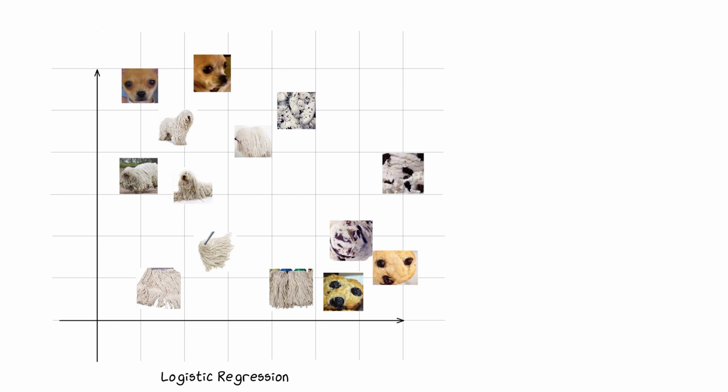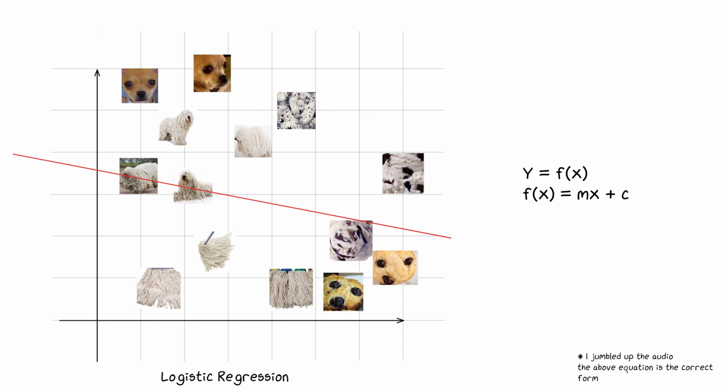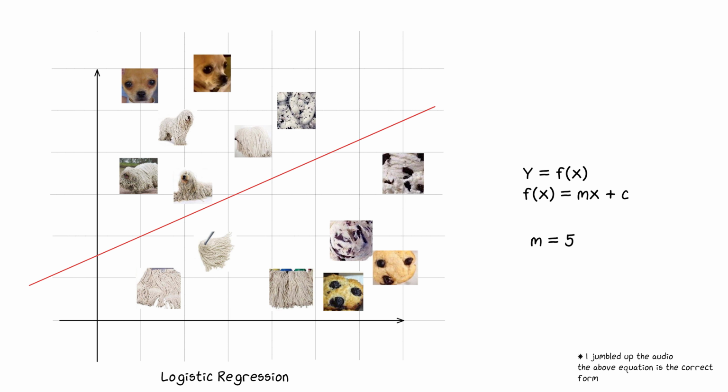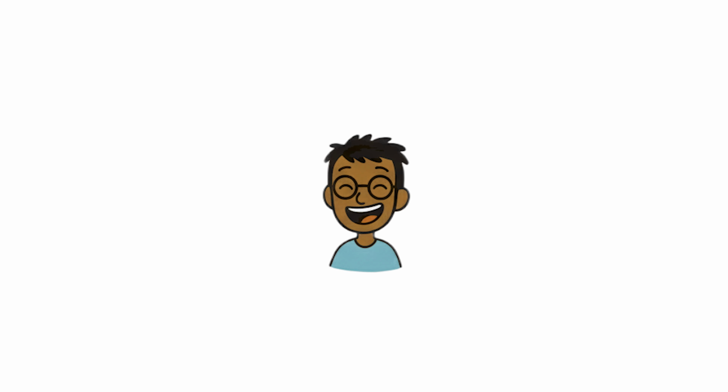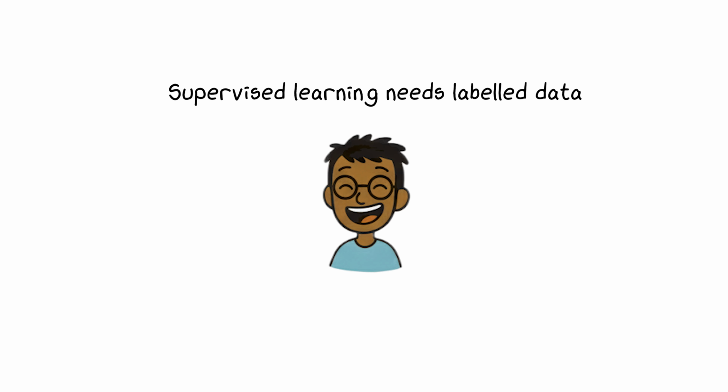A nice way to visualize it will be if we plot the images of dogs and non-dogs on the xy axis, we have a function f(x) equal to y = mx + c. This is an equation for a line. We keep changing the value of m till the loss minimizes. The loss here is whether we got the label correct or not. Supervised learning builds on top of this idea, but it really is quite simple. You have lots of labeled data and you try to fit a function that minimizes the loss.